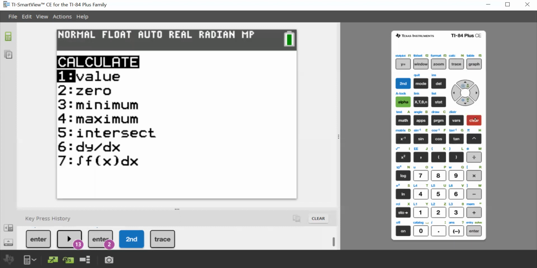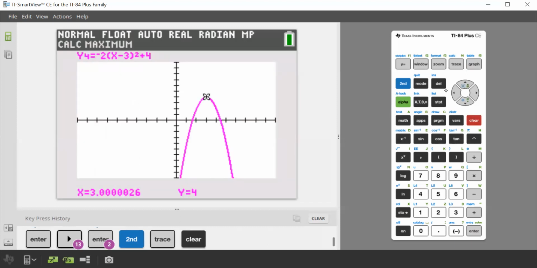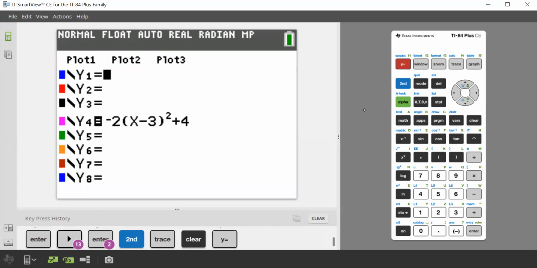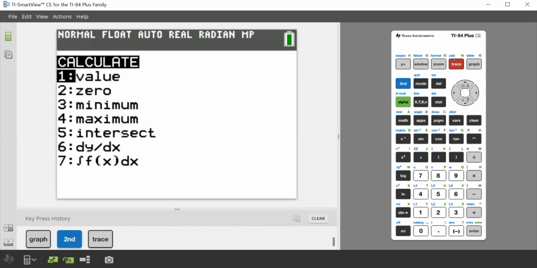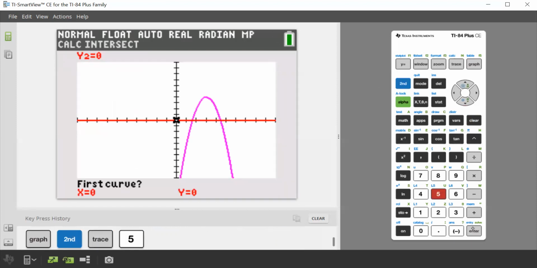So again, to find your vertex, second, trace, and then it's either min or max depending on the question. Okay, now I want to find my x-intercepts. There's more than one way to do it on the TI, but the easiest way, in my humble opinion, is to let y2 equal 0, because your x-intercepts are where we cross the x-axis. So I see 2 lines here, so I'm going to find where they intersect. Second, calc, intersect, 5.